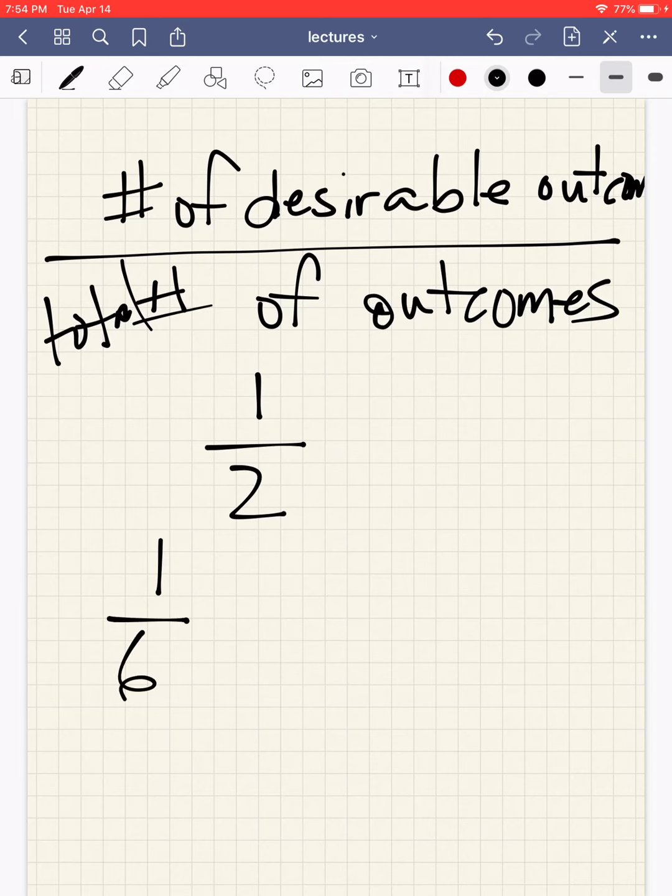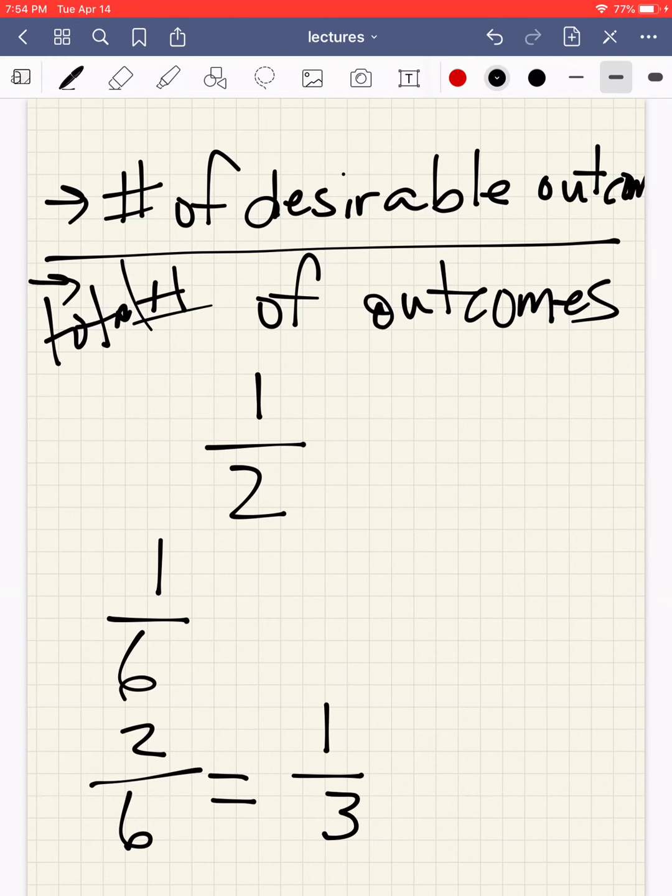What if I said, what is the probability of tossing a fair die and it coming up a number greater than 4? How many numbers greater than 4 are there on the die? Well, there's 5 and there's 6, so that would be 2 out of 6, which would be 1/3. All right? So it's the total number of desirable outcomes divided by the total number of possible outcomes.